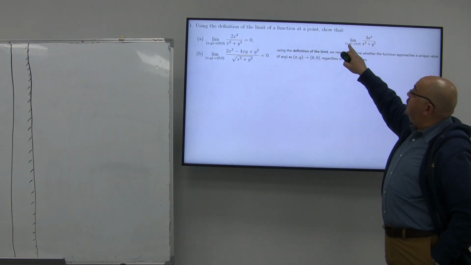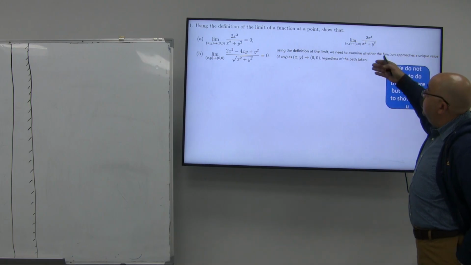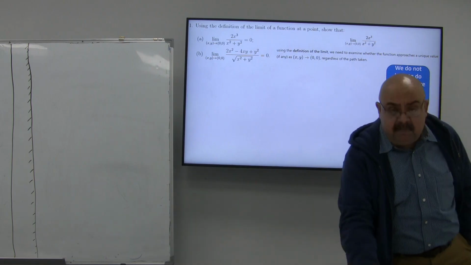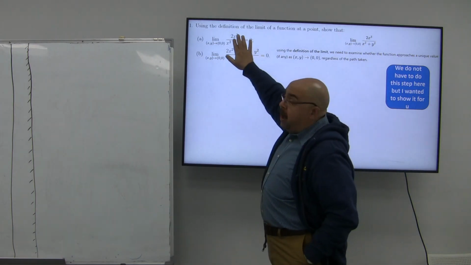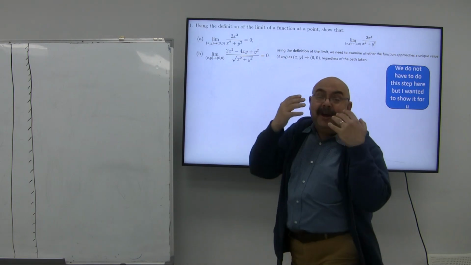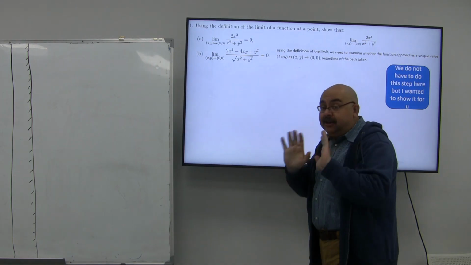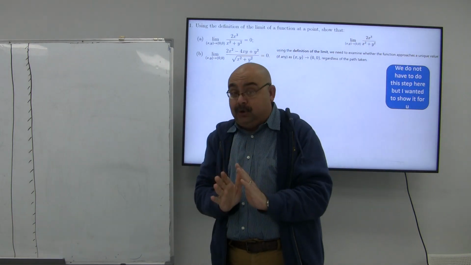And remark that x and y tend to the origin. So mainly we don't have to do this first step. Let me focus on what we are going to do. In this problem, the limit exists, and the limit is equal to 0. So I don't have to do these steps. I just need to go through the discussion of delta and epsilon.